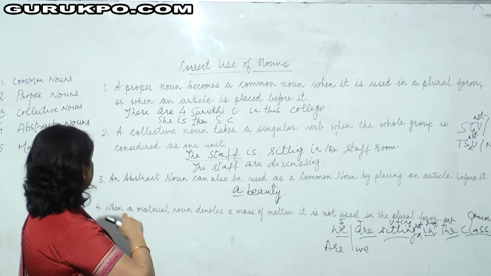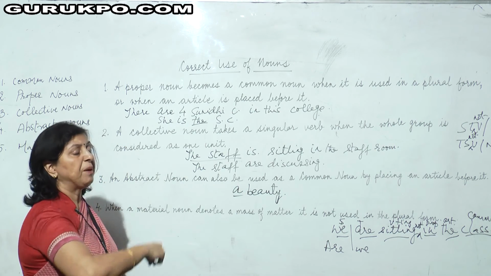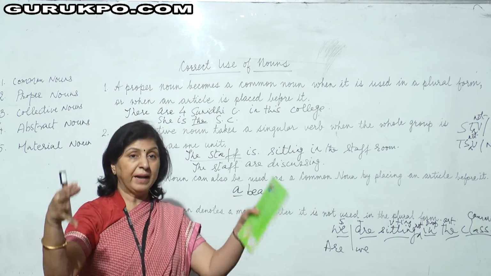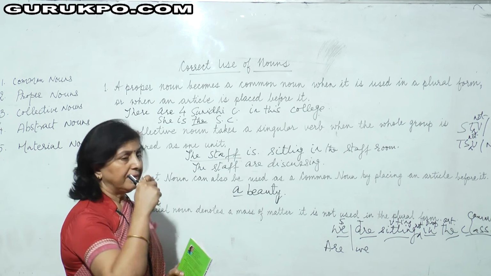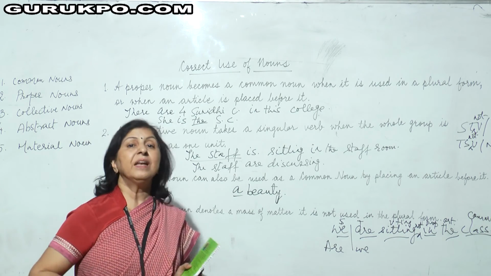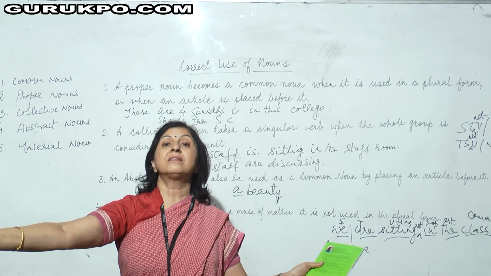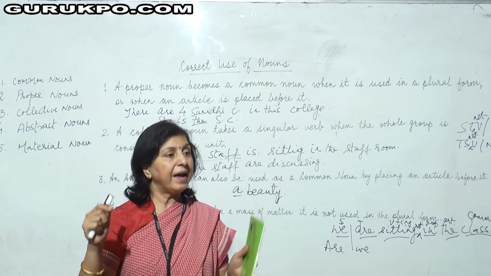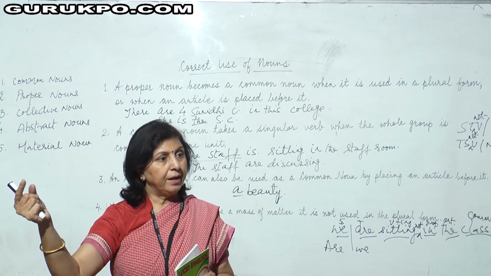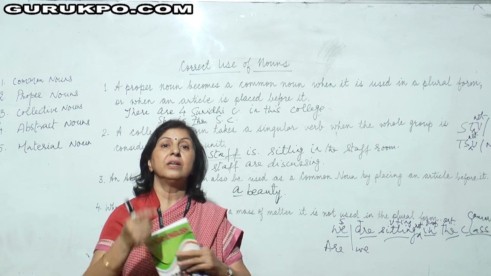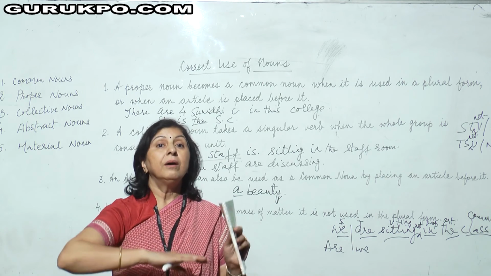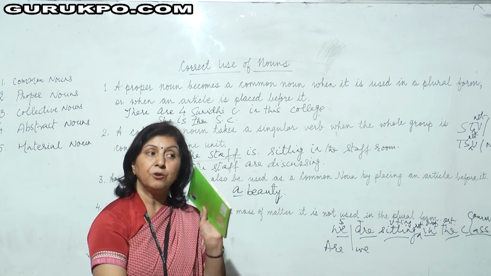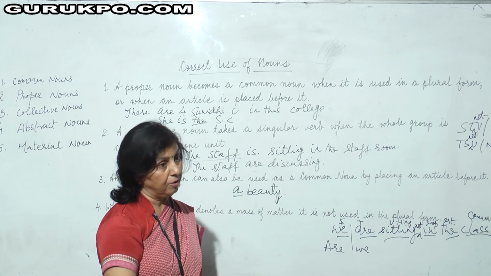Another mistake people normally make is with a material noun, which denotes matter and is never used in plural form. We never say this building is made of bricks and stones. No, we say this building is made of brick and stone. This bangle is not made of golds, it's made of gold. So we always have to take care of the verbs and forms used with certain nouns.